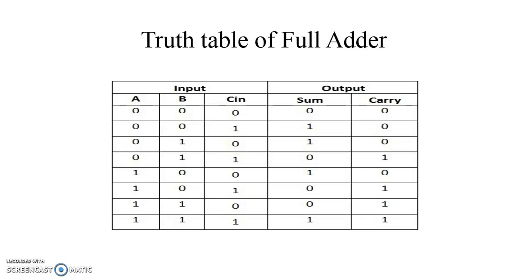Here in the slide we are seeing the truth table of the full adder. In the first row you can see that when all the inputs are in the low state, the sum and carry are in the low state. Whereas in other rows, when one of the inputs is high, our sum is in the high state, whereas carry is in the low state. But when two inputs are in the high state, then sum is in the low state and carry is in the high state. Whereas when all three inputs are in the high state, our sum and carry both are in the high state.